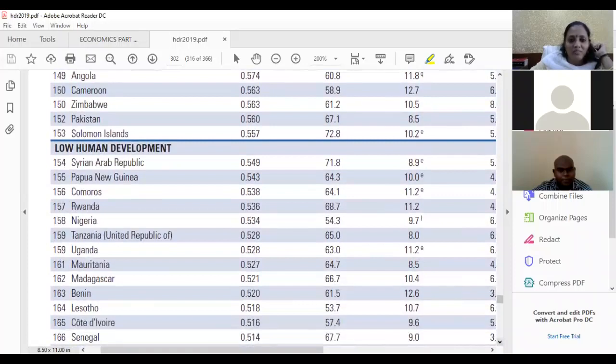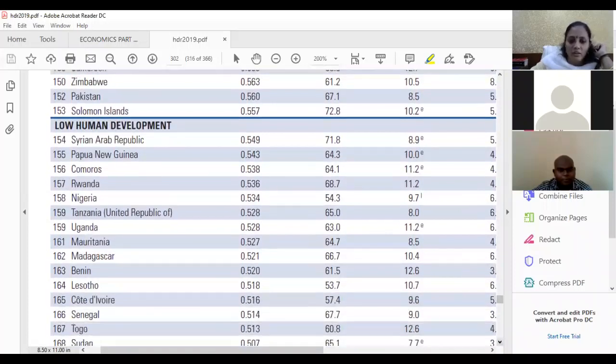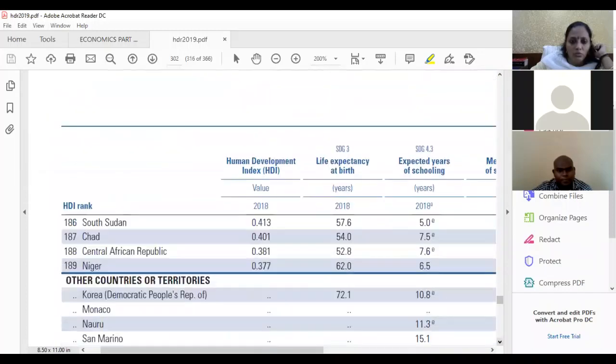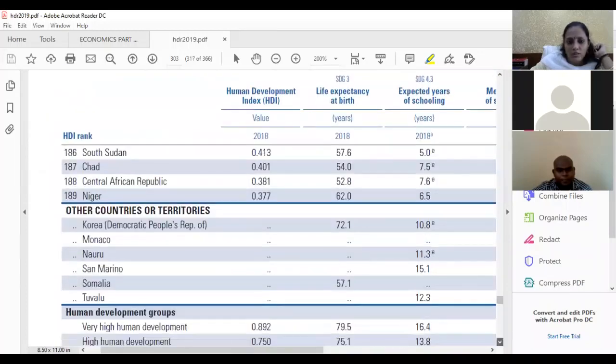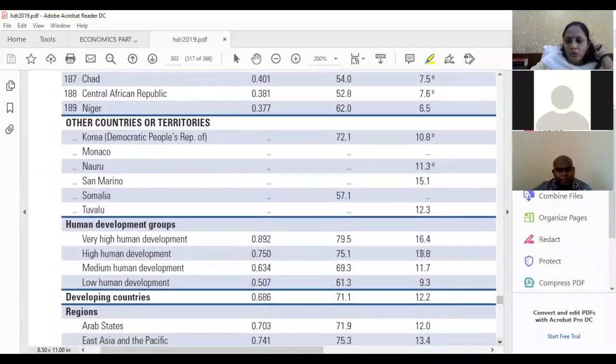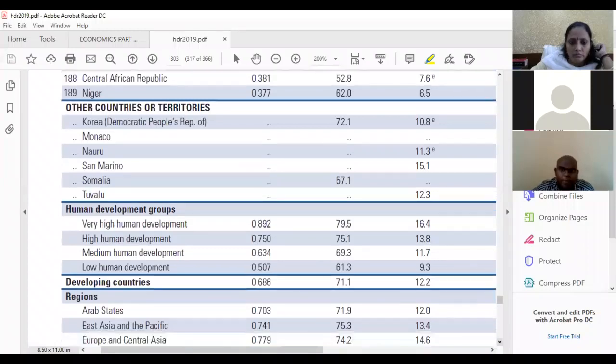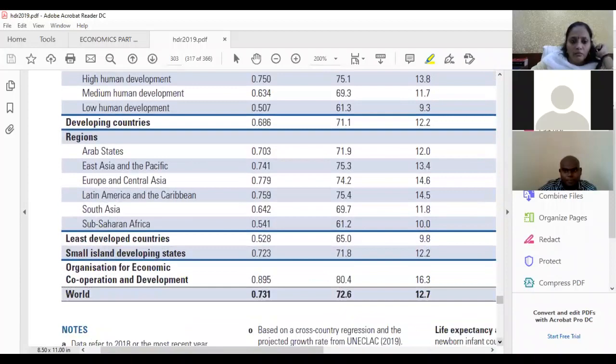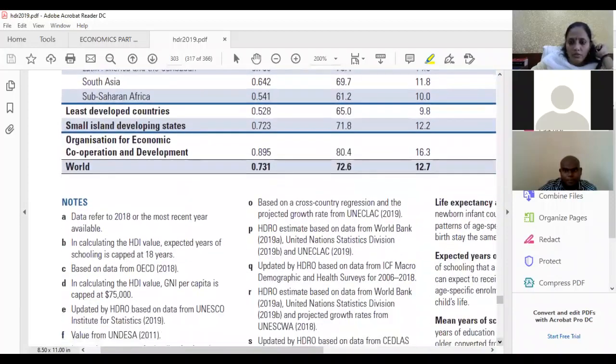Low human development, you can see most of the African countries are in it, and that's how we complete the list up to 189 countries. So that's what they have given. I told you the values will be taken in order to divide. So this is how they have divided the human development groups. From which value to which value will be taken into that particular category is what we have seen as the quartile distribution. So that's what is given here. And then least developed countries and all is there, right?